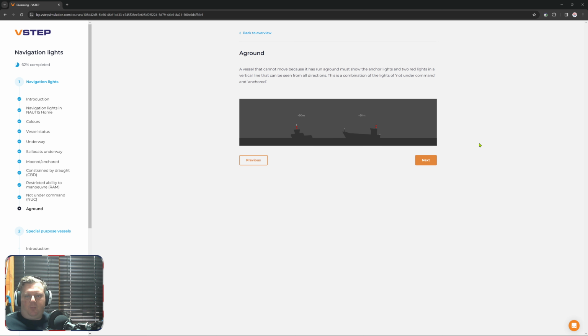A vessel that cannot move because it has run aground must show the anchor lights and 2 red lights in a vertical line that can be seen from all directions. This is a combination of the lights of not under command and anchored. Got you.